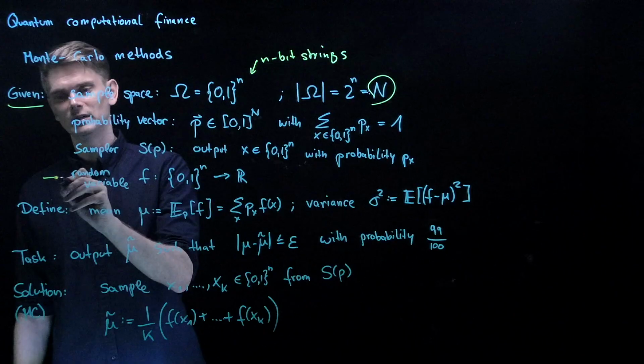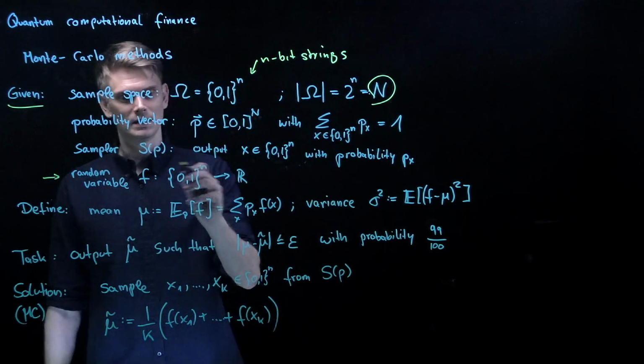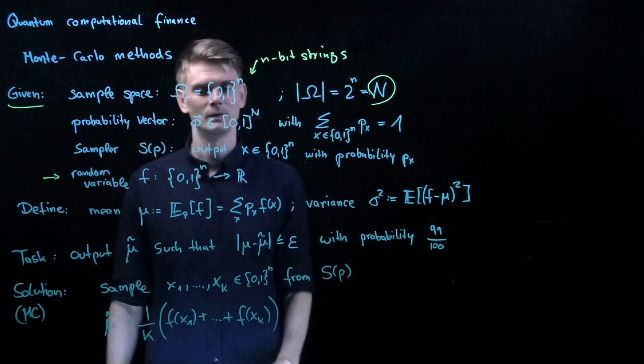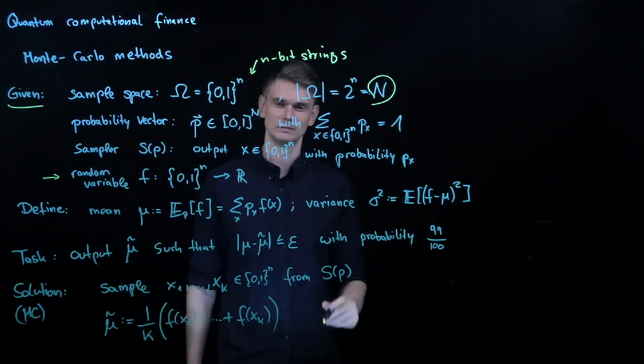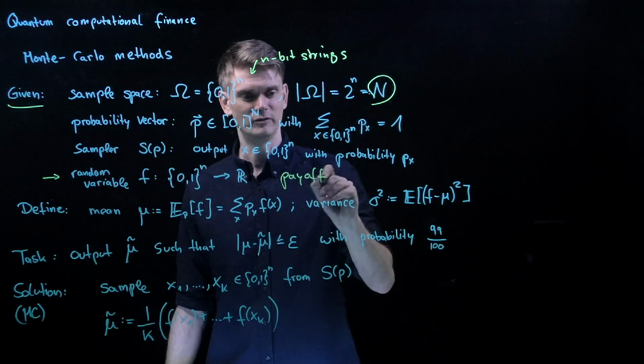Now I'm also given access to a function, a random variable, that takes as an input one of these bit strings and gives some real number as an output. So this could be, for example, the payoff of some financial derivative.